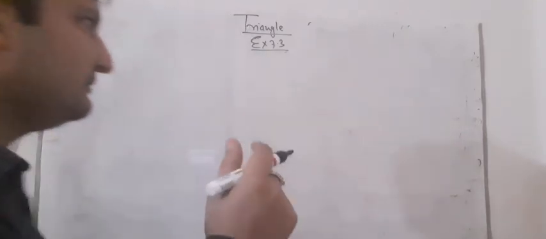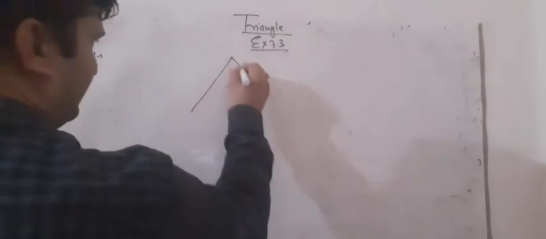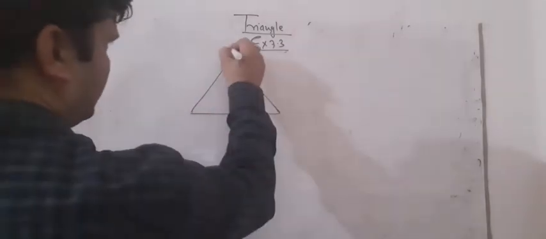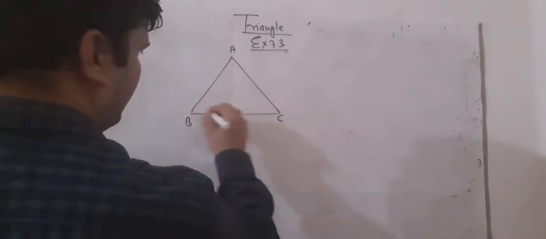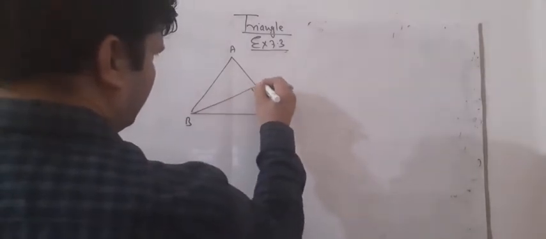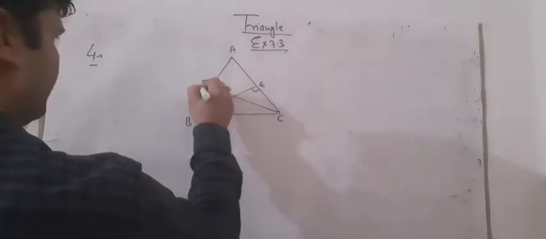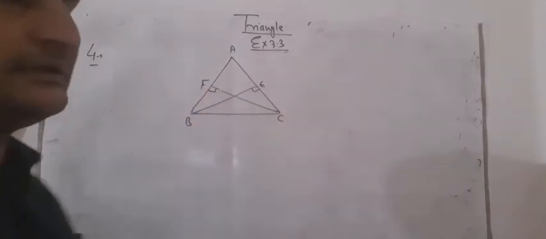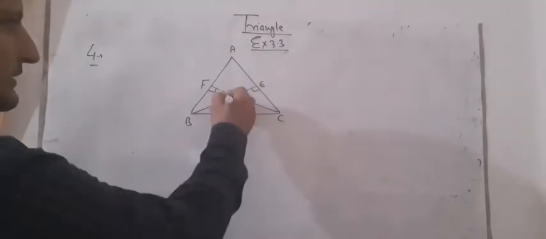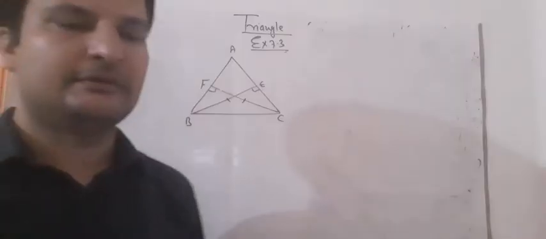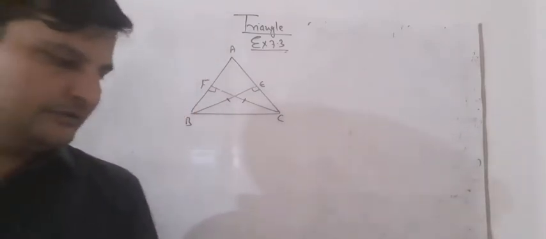Now students, question number 4 is: BE and CF are two equal altitudes of a triangle ABC. Altitudes are equal, it is given that in triangle ABC. This one is the triangle ABC. Two equal altitudes mean this is BE and this is CF. These are the two equal altitudes, meaning this is equal to this. It is given. And prove that using RHS congruency.